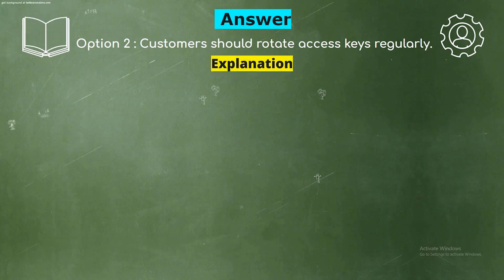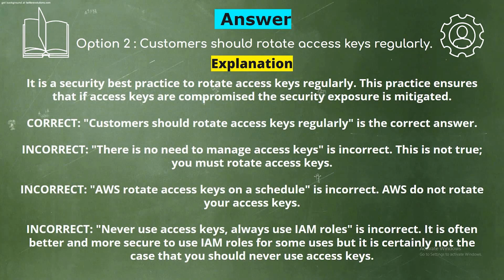Explanation. It is a security best practice to rotate access keys regularly. This practice ensures that if access keys are compromised, the security exposure is mitigated. Correct, customers should rotate access keys regularly is the correct answer. Incorrect, there is no need to manage access keys is incorrect. This is not true, you must rotate access keys. Incorrect, AWS rotate access keys on a schedule is incorrect. AWS do not rotate your access keys.